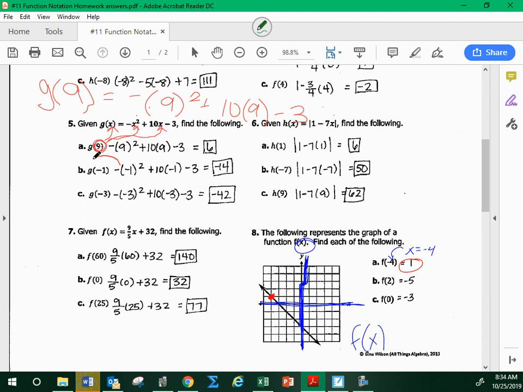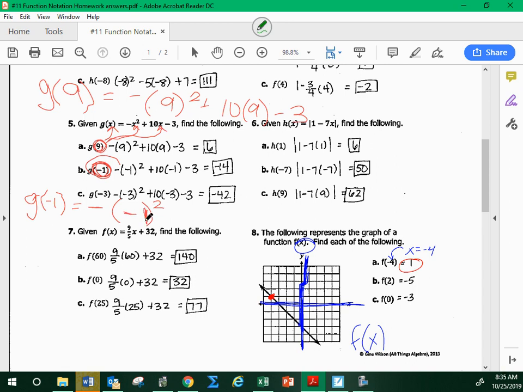Okay, so for letter B, it says g of negative 1. So negative 1 is what I'm putting in for x. So g, instead of x, negative 1. And this is negative. Instead of x, we put parentheses, right? So we have parentheses squared. And so my x is negative 1. So I have a negative 1 inside of here.